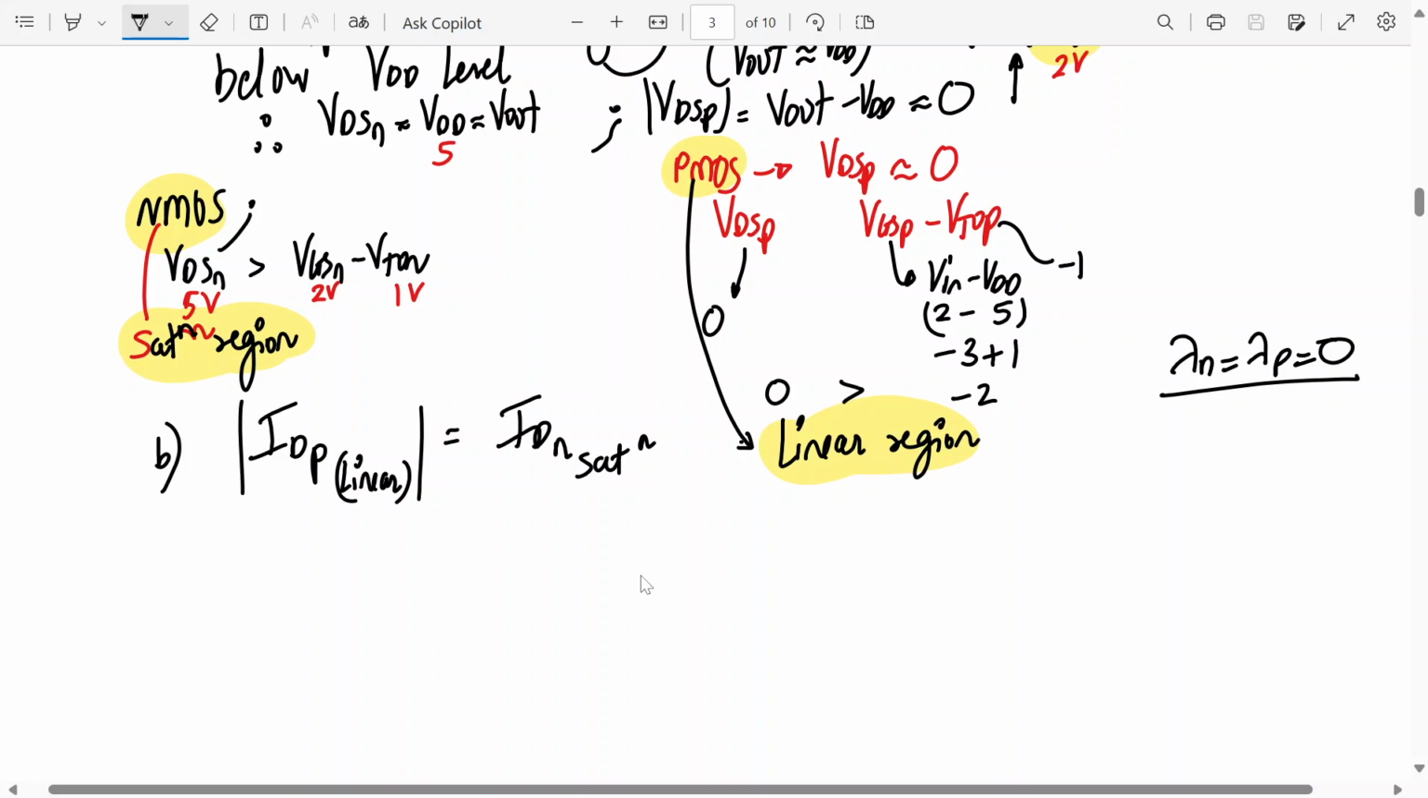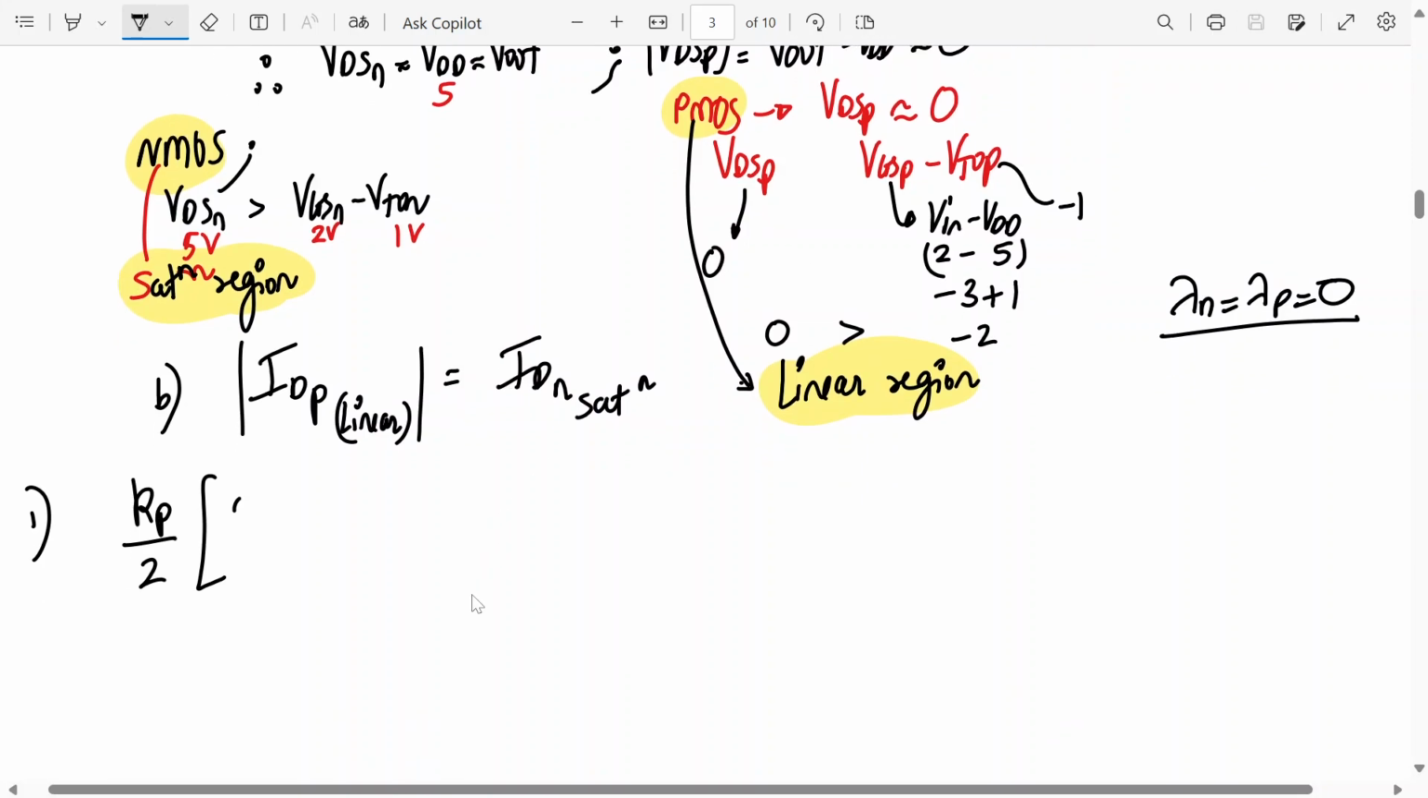Here for IDP, let's call this statement number 1. So Kp by 2, twice, please write down along with me. So what's the equation? Kp by 2 twice (VGSP minus VTOP) into VDSP minus VDSP square.